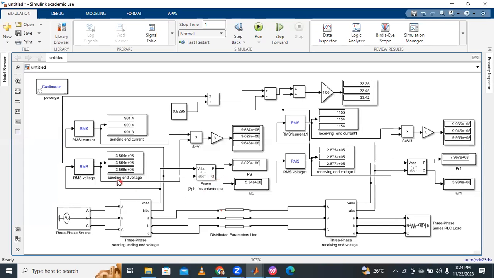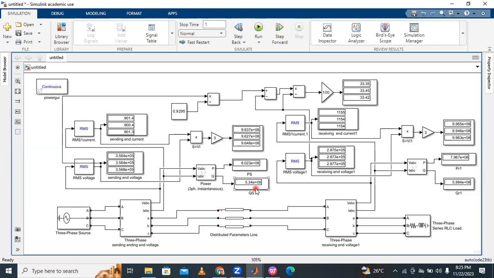So this entire connection is called the sending end side: sending end current, sending end voltage. From VABC connect to one RMS and then to a display, that is the sending end voltage and sending end current. And if you want to display the power, connect VABC and IABC to the three-phase instantaneous power block in this fashion, and it measures separate P and Q, the active and reactive power for the sending end side. So this is about active and reactive power.